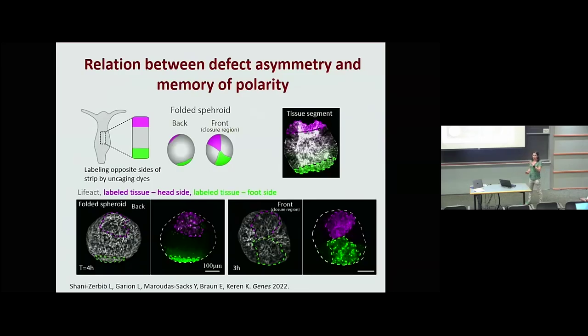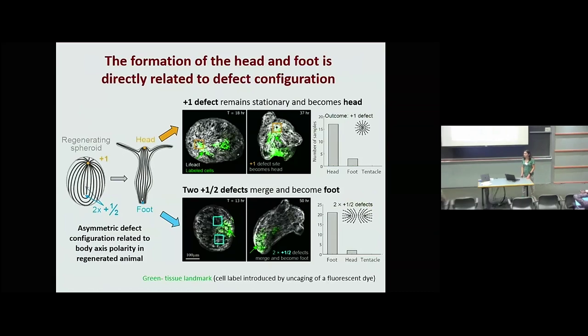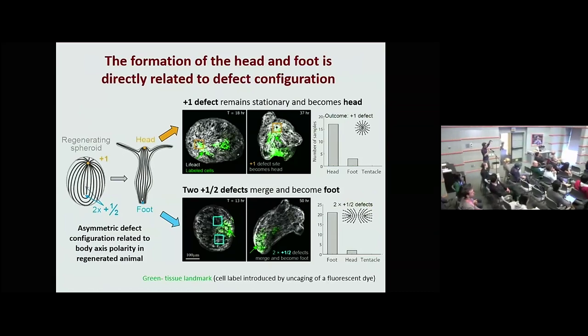And so this was work of, yeah? Just a short question on the previous thing you said, that you can track the cells by marking them, and so the cells that are near a +1 defect become the head? Yeah. And is the same also true if you track the cells that are initially near +½ defects? Do they come together and make the foot? Is it the same cells, or do the defects move relative to the tissue?